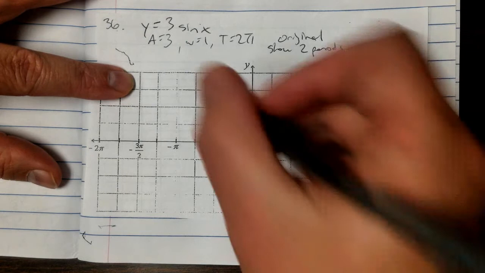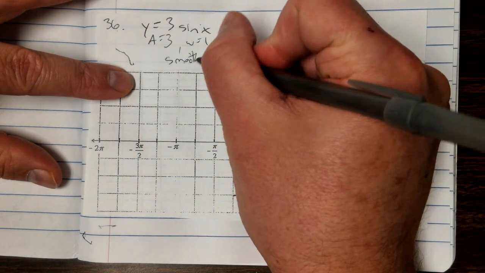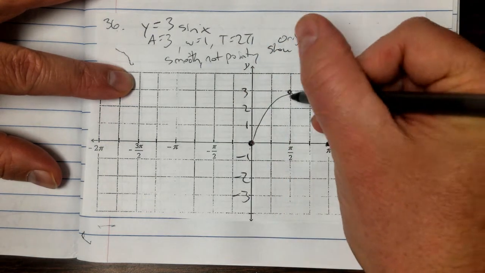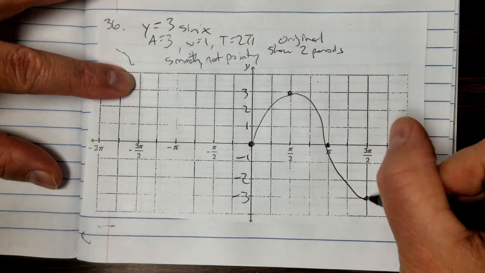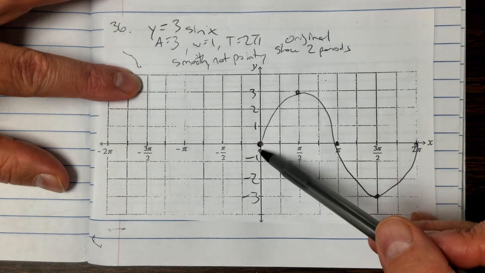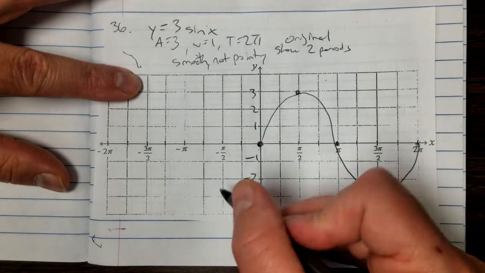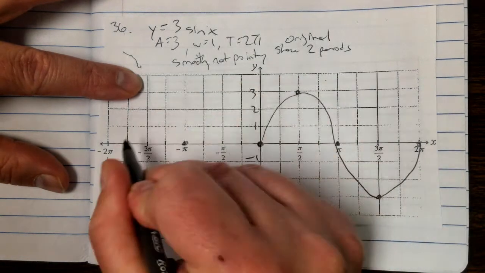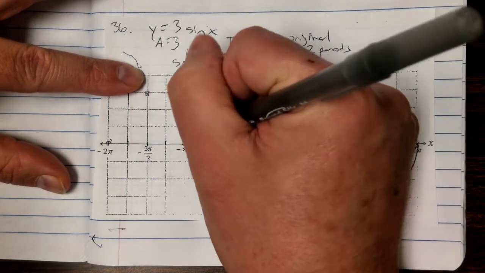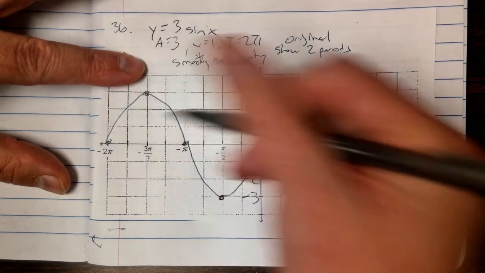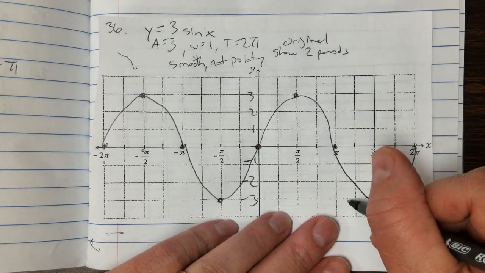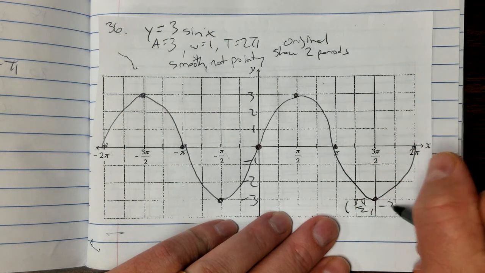So remember on this, make it smooth, not pointy. So there's 1 period worth. So just continue to here and then back. And again, try not to make it like triangles. So this particular ordered pair would be 3 pi halves comma negative 3.